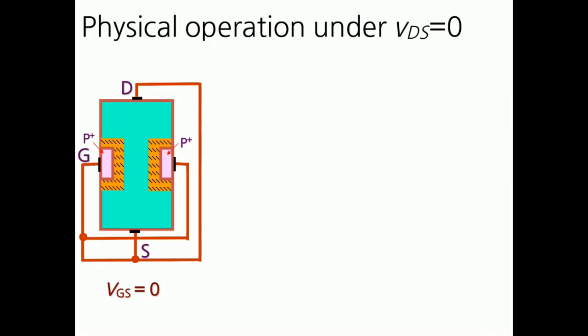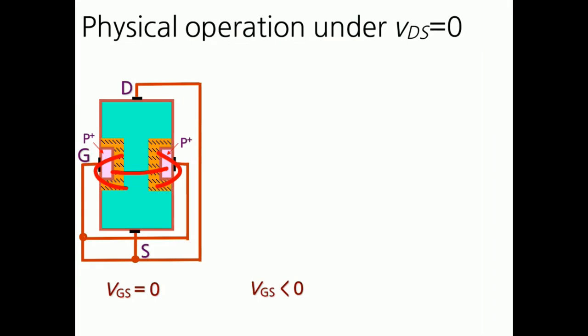Now, physical operation under VDS equal to 0. Means VDS is 0, then no voltage between drain and source. At that time what happens? Whenever VGS is 0, then the channel width is like this. Here there is some channel between drain and source, and the drain to source current is more compared to all the others.